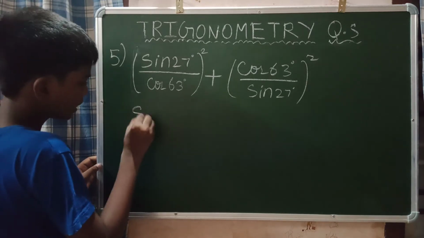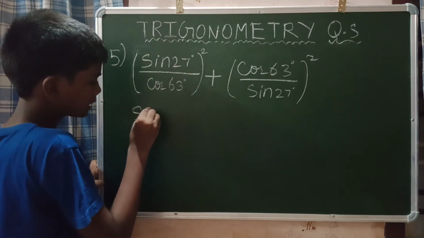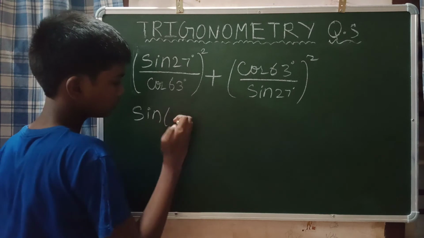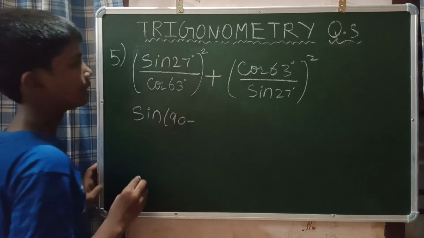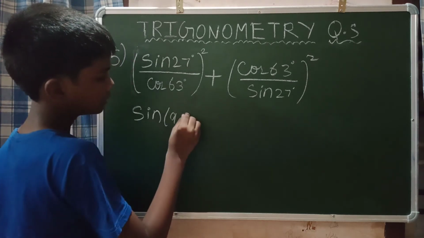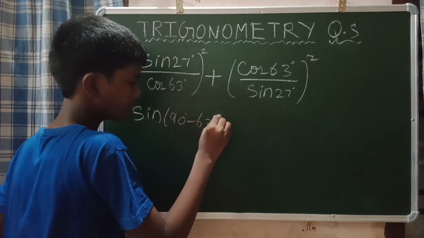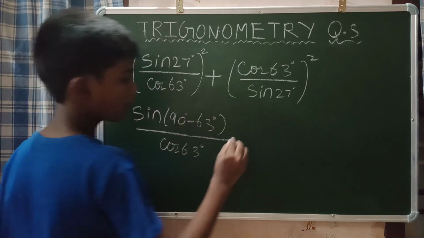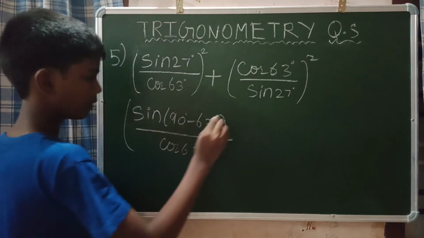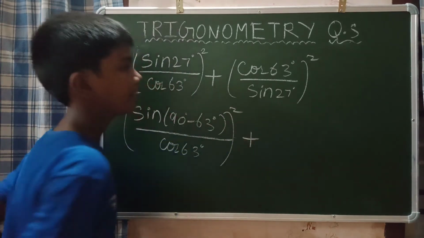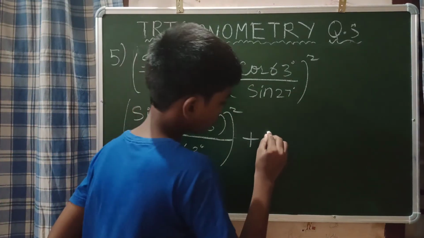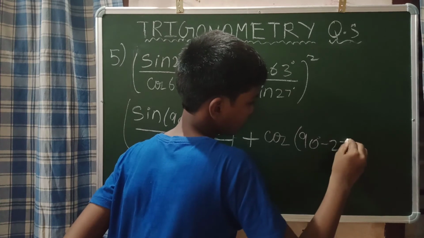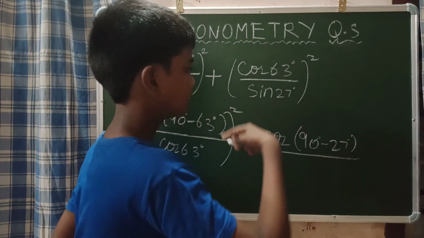That is, I'm writing sin 27 degree as sin 90 minus 63 degree divided by cos 63 degree, that means the whole square, plus, and I'm going to write cos 63 degree as cos 90 degree minus 27 degree divided by sin 27 degree.